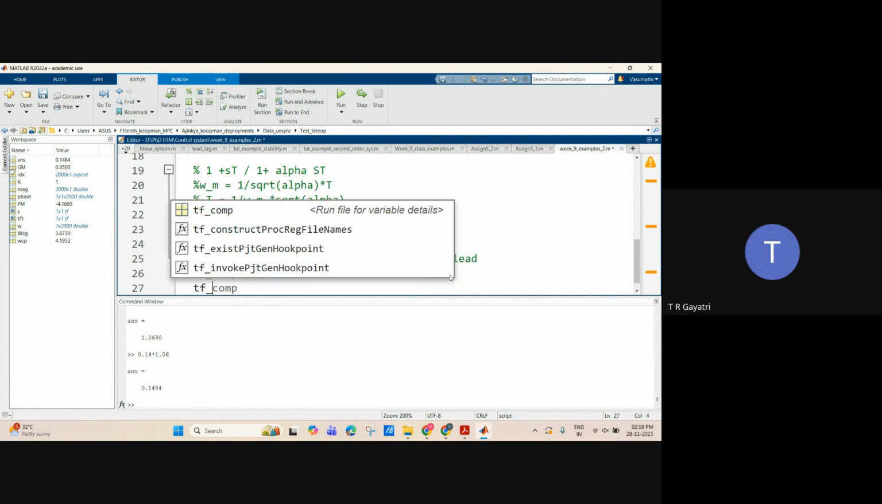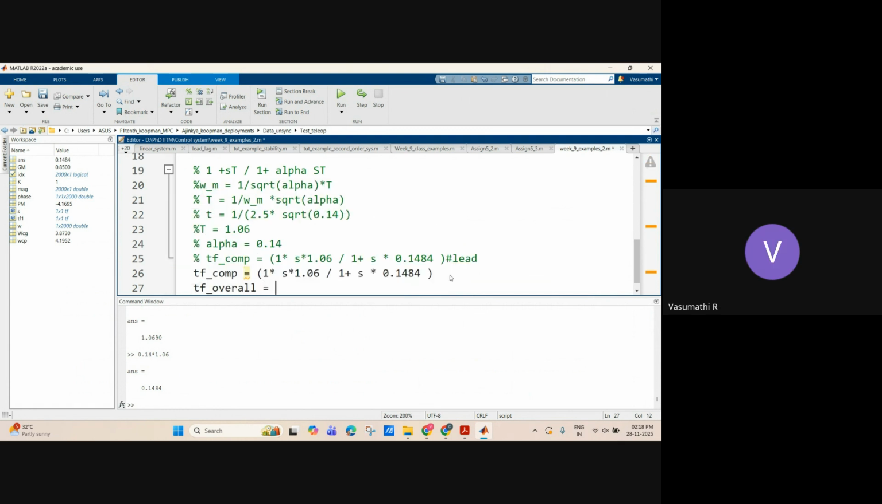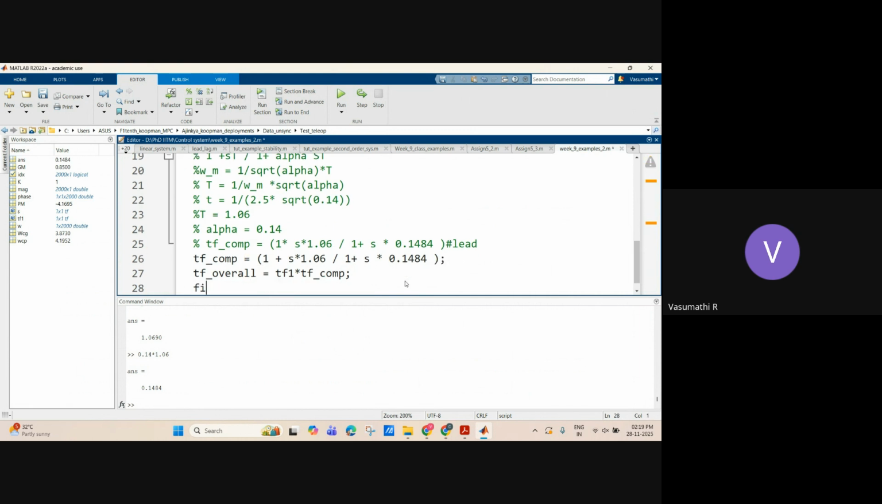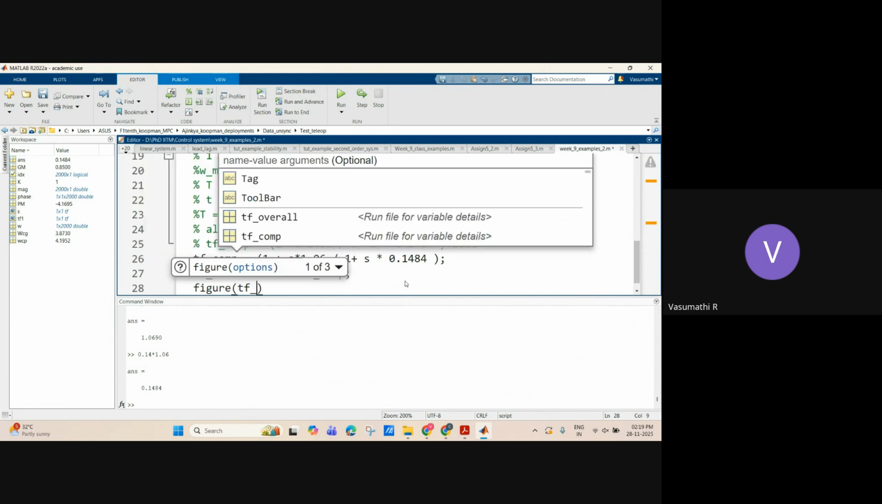One plus... Did I make any mistake? A typo? Where? First, yeah, there. Oh, there it is. Thank you. Please make sure I'm not making any mistakes. Okay, T compensator. Right. This is my overall transfer function. Now I have to do another Bode for this T of overall.